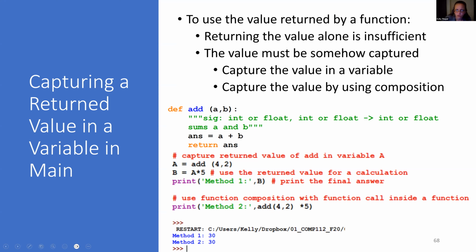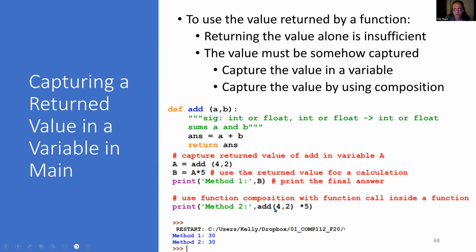Now, again, this is like those orders of operation because we have this function call inside and we have some things to resolve. So first of all, we need to add 4, 2 to figure out what the answer is. Sorry, add 4, 2 will be 6, and 6 times 5 is 30. So now we have our 30 right here. And now we're going to print method 2 and we're going to get the 30. So we see that either way, we still get the 30.